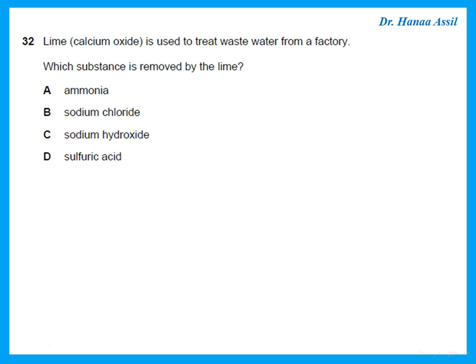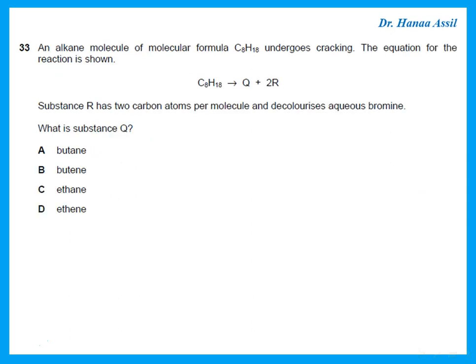Lime is used to treat wastewater from a factory. Which substance is removed by lime? Remember that lime is calcium oxide. So that means it is a base. So it will react with which of these? It will react with the acid. So it must be removing the acid, not ammonia, which is a base, or sodium chloride, which is a salt, or sodium hydroxide, which is a base. It will react with the acid.